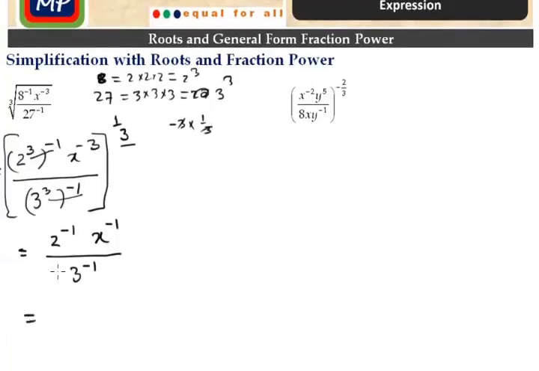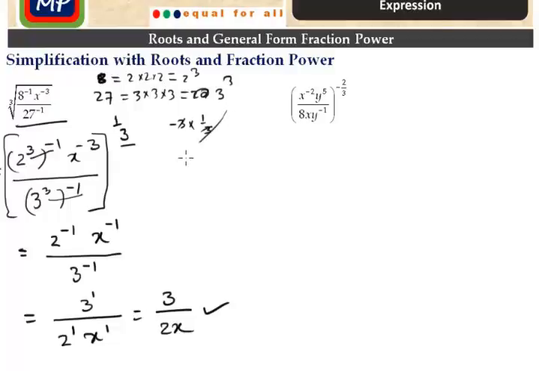So now 2 to the power minus 1, x to the power minus 1, 3 to the power minus 1. If we take this 3 to the power minus 1 in the numerator, it will become plus, 3 to the power 1. And if we bring this minus power down, it will become 2 to the power plus 1. x to the power minus 1 will become x to the power 1. So 3 to the power 1 means 3, 2 to the power 1 and x to the power 1 means twice x. So simplification of this expression is giving 3 divided by 2x.